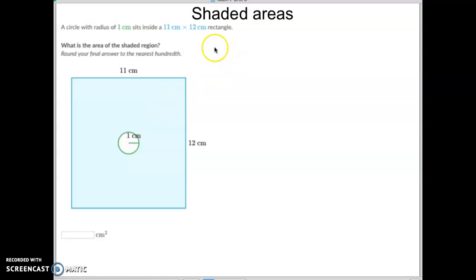So let's do the shaded area first of the rectangle here. We have an 11 by 12 rectangle that we're going to multiply. 11 times 12 equals, what does 11 times 12 equal? 132. So the area of the rectangle is 132.